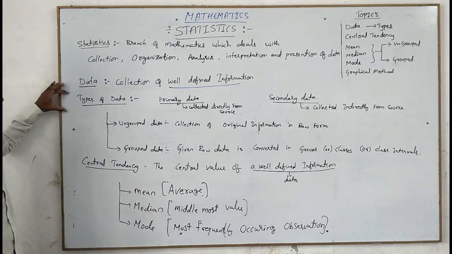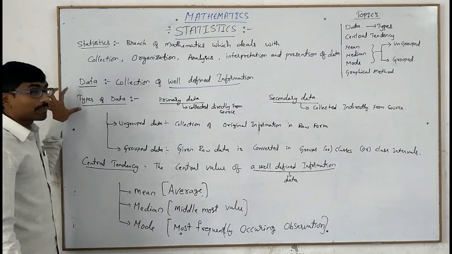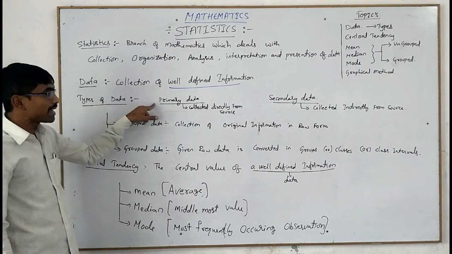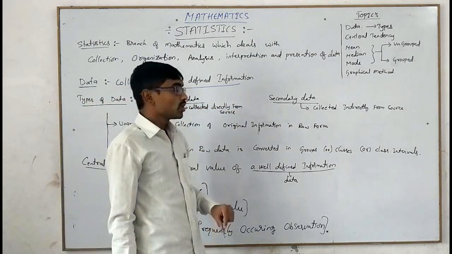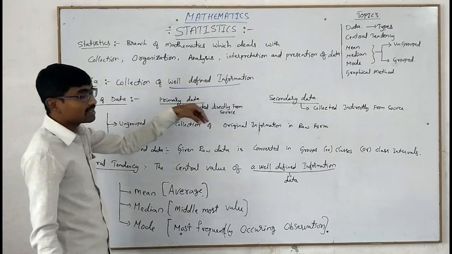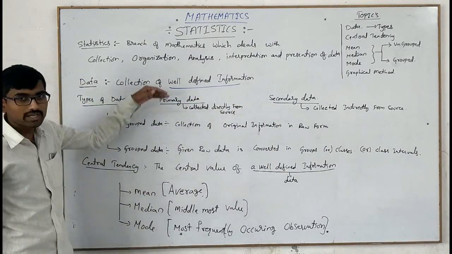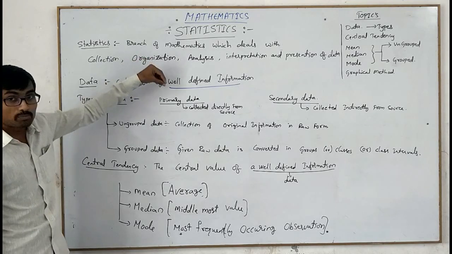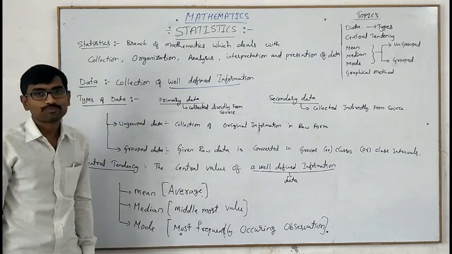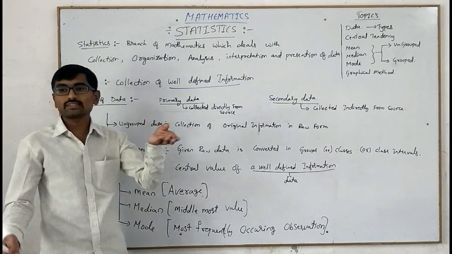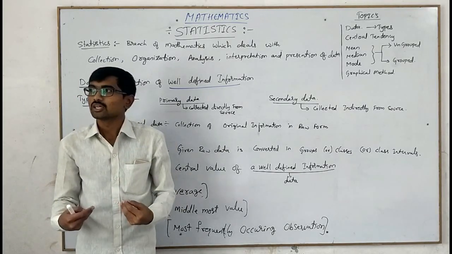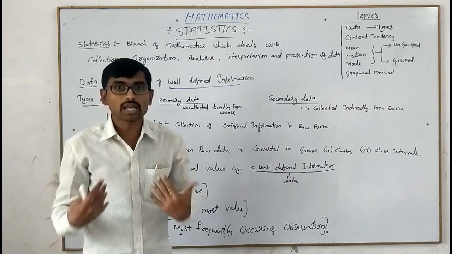Now coming to the types of data. Data are primarily divided into two parts, that is primary data and secondary data. What is primary data? The data which is directly collected from the source is called primary data. For example, I am taking the attendance in the class. Here I am the class teacher, I am taking attendance. So this is primary data which I am collecting.